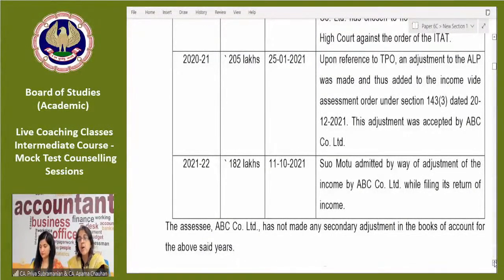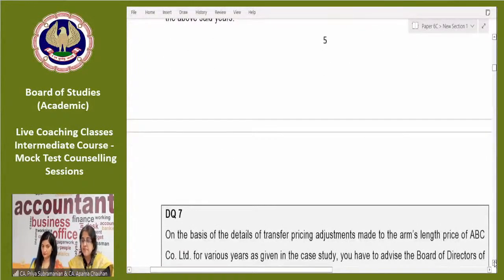In this case, the AO has made the adjustment and it was accepted by ABC Limited. In 21-22, it decided that suo moto it would make the adjustment while filing the return. So the assessee has not made a secondary adjustment in the books of accounts for the above. These are the information. Questions?